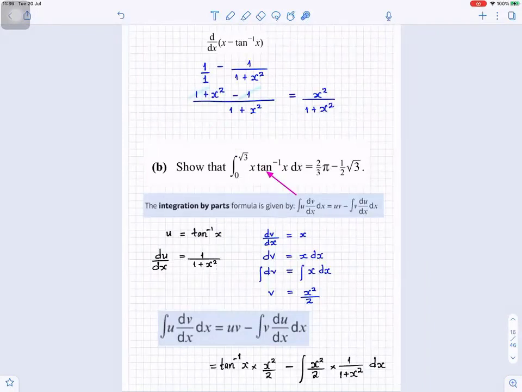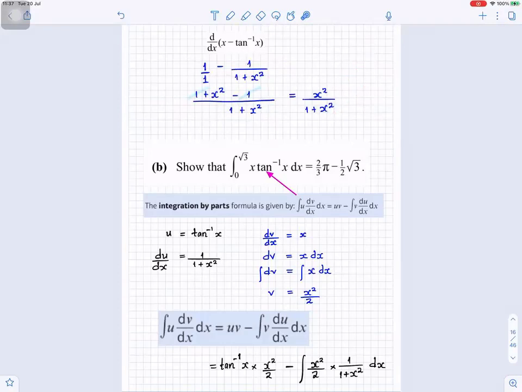So that means the differential of x minus inverse tan x. When you differentiate x, you get 1. Differentiate inverse tan x, you get 1 over 1 plus x squared. Put them in the common denominator, 1 plus x squared. It will be 1 plus x squared there minus 1. So the 1 minus 1 will be 0. You get x squared over 1 plus x squared.